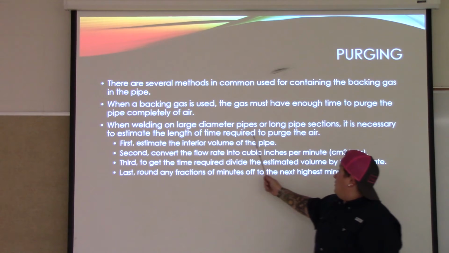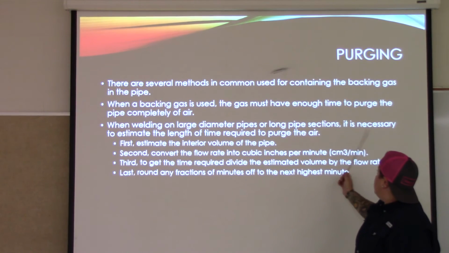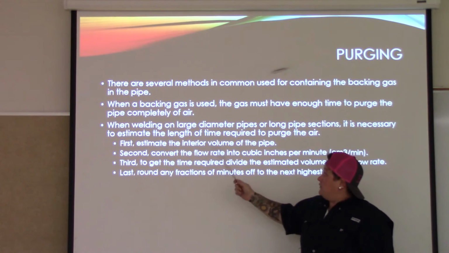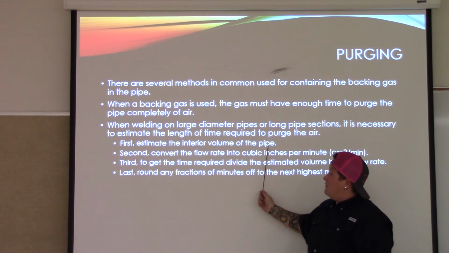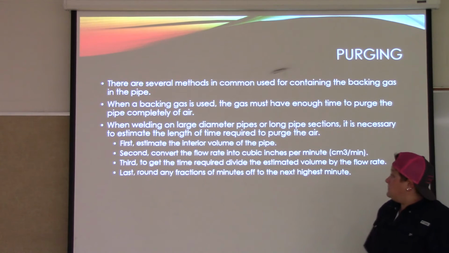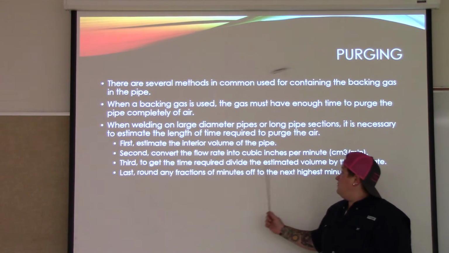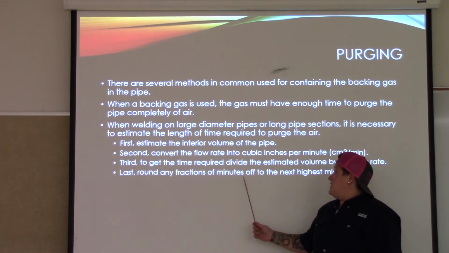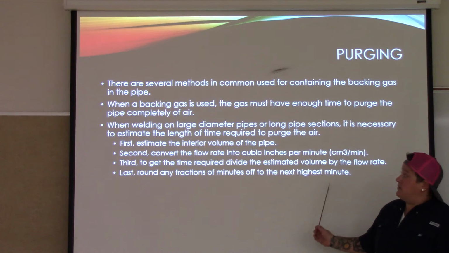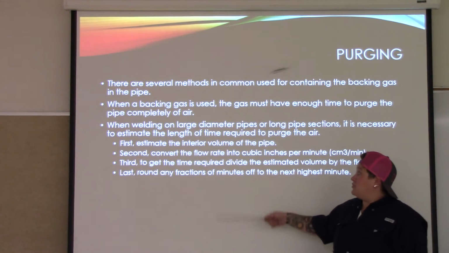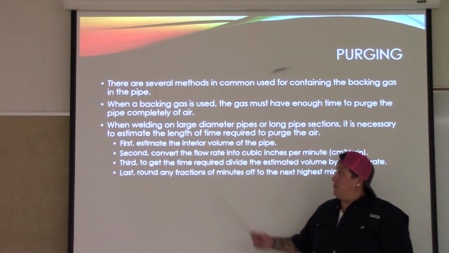When welding on large diameter pipes or long pipe sections, it is necessary to estimate the length of time required to purge the air. First, estimate the interior volume of the pipe. Second, convert the flow rate into cubic inches per minute. Third, to get the time required, divide the estimated volume by the flow rate. Last, round any fractions of minutes off to the next highest minute. This is something that we can go over in class, so you know the actual mathematical value of this.